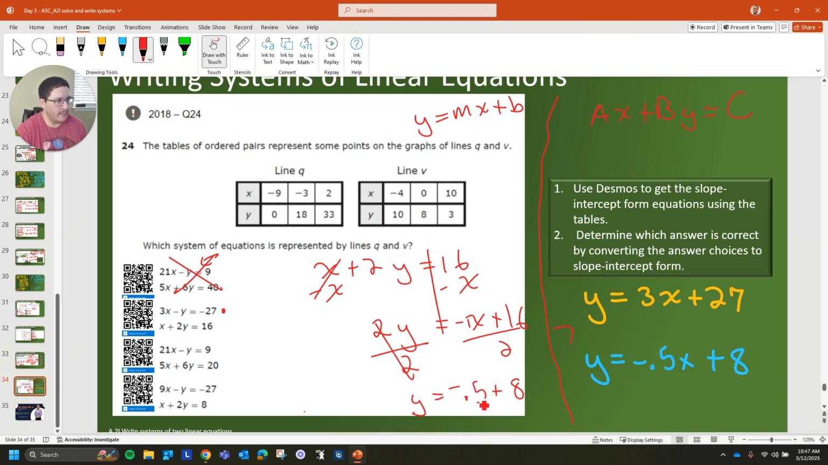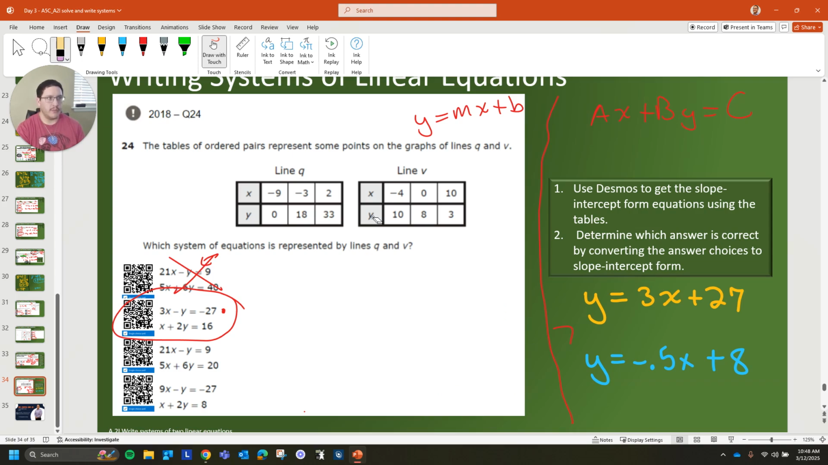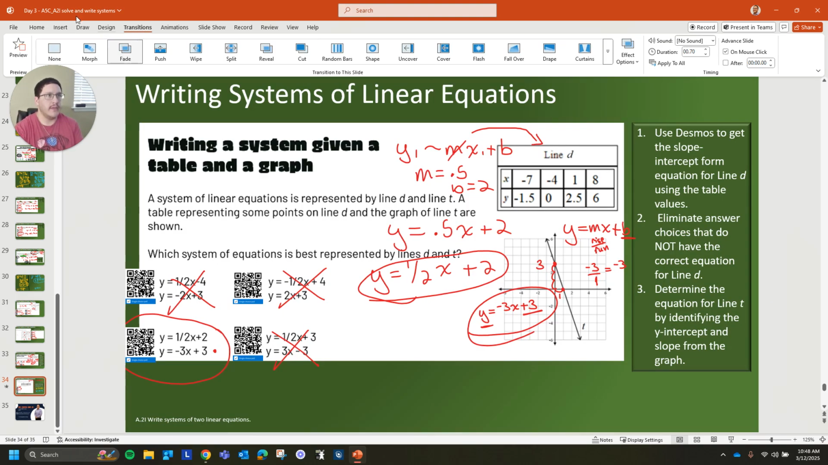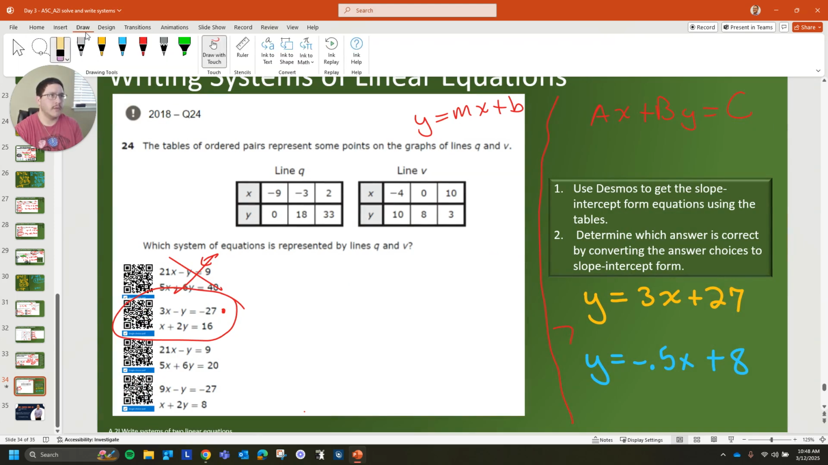Negative 0.5x. And there we go. So this so far is my answer, but I'm going to go through the rest of them and show y'all to make sure that this is our answer. Let's say we haven't found our answer yet. We're going to go to the next one and check it out, just to double check and make sure everything is good.